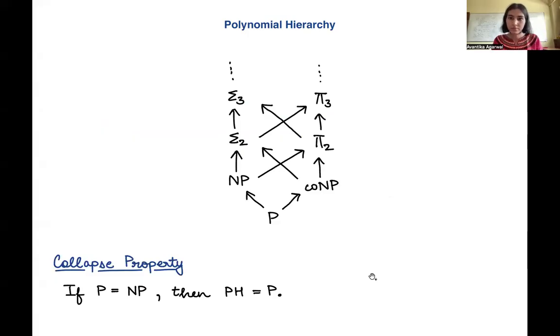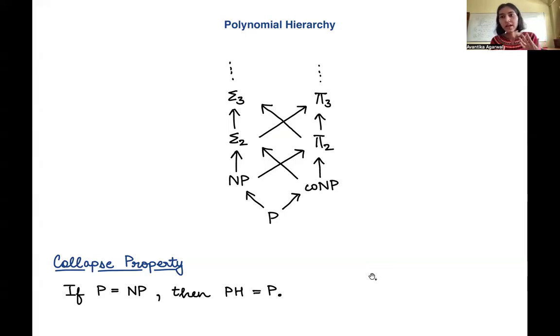Using this, we can define our polynomial hierarchy. The 0th level is P. The first level is NP and co-NP. The second level is sigma 2 and pi 2, and so on. And I have drawn all these complexity classes distinctly on this page for a reason. It's because we believe that these classes are different, just like we believe that P is not equal to NP.